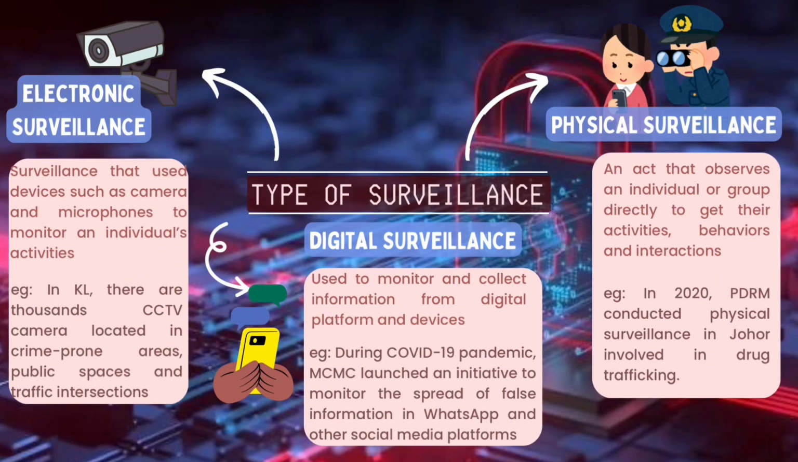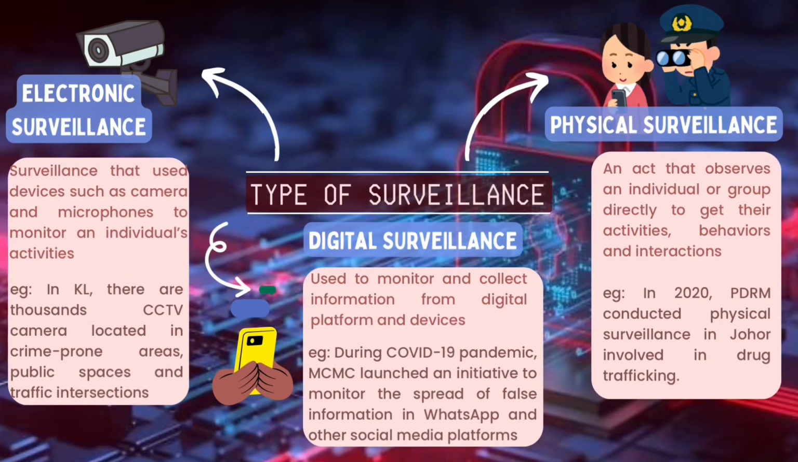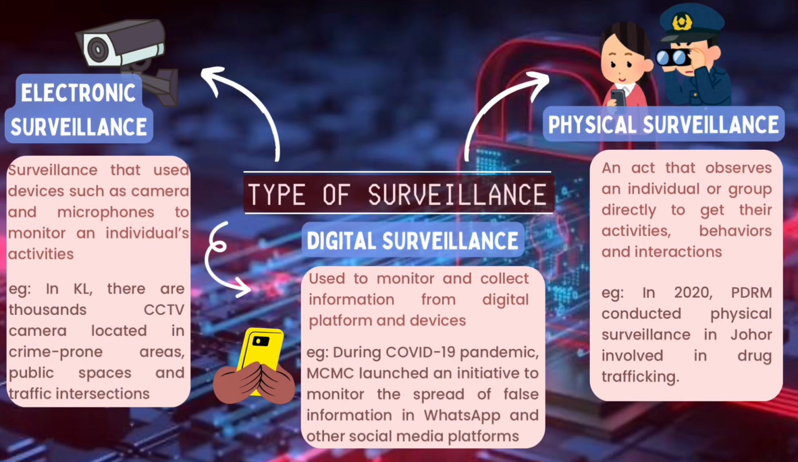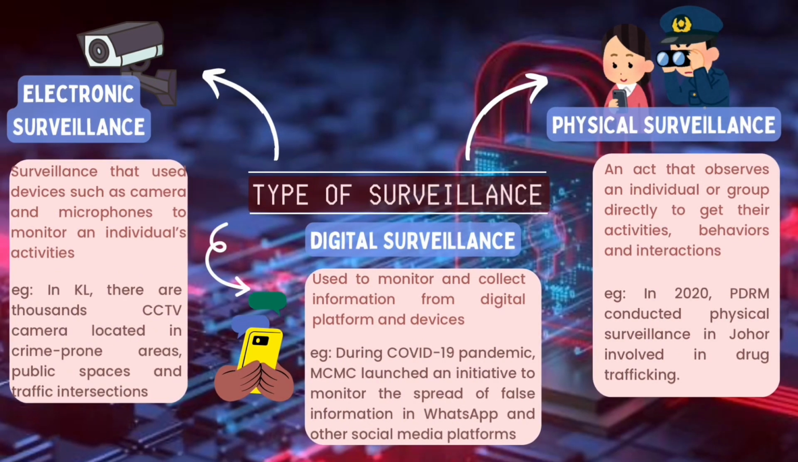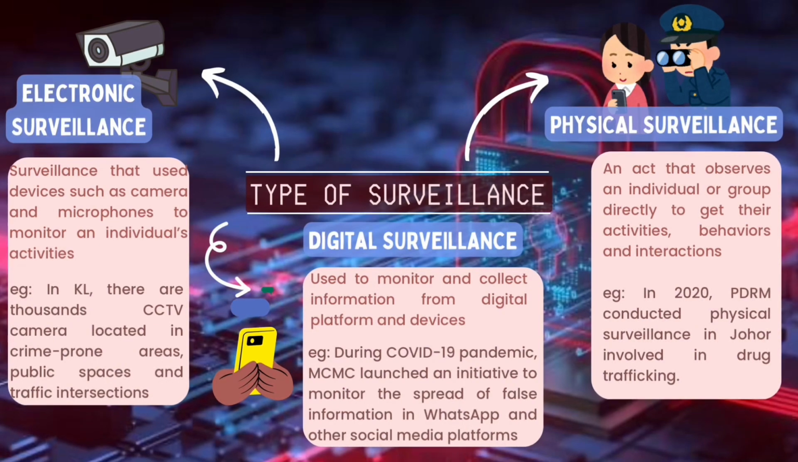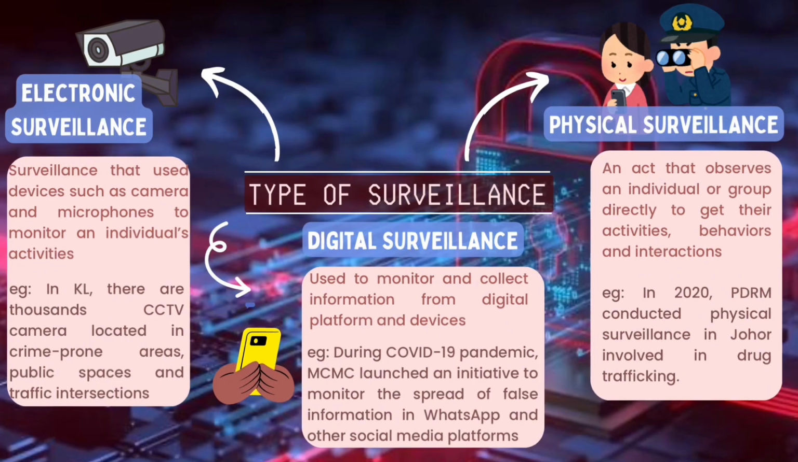This surveillance was used by the Malaysian Communications and Multimedia Commission (MCMC) in monitoring online content to prevent the spreading of false information, hate comments, or extremist material. During the COVID-19 pandemic, MCMC launched an initiative to monitor the spread of false information on WhatsApp and other social media platforms. Next, electronic surveillance uses devices such as cameras and microphones to monitor an individual's activity.